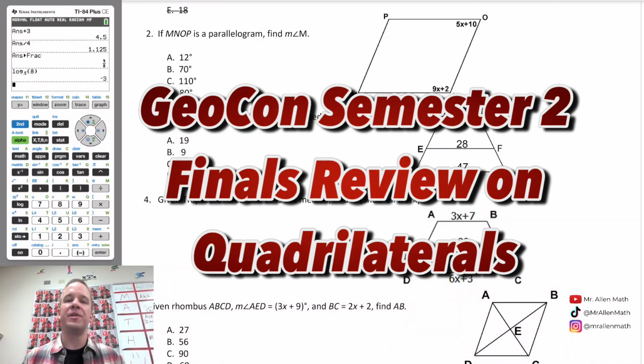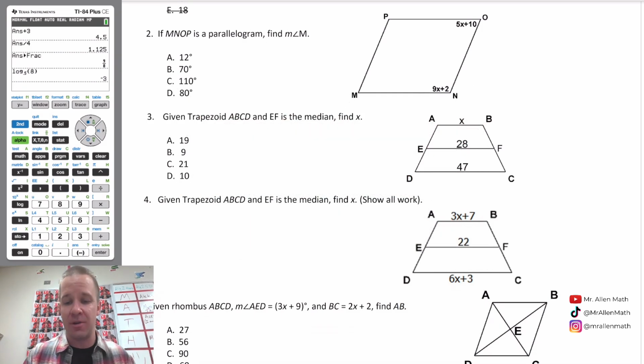Mr. Allen here with some geometry and construction, GeoCon, or really any geometry, semester 2 review on quadrilaterals here to start. All right, so we're going through the final review packet here. We have, if MNOP, we skipped number 1, by the way, is a parallelogram, find the measure of angle M.